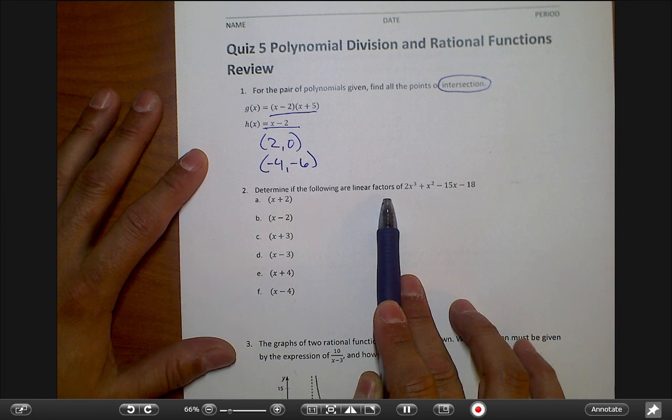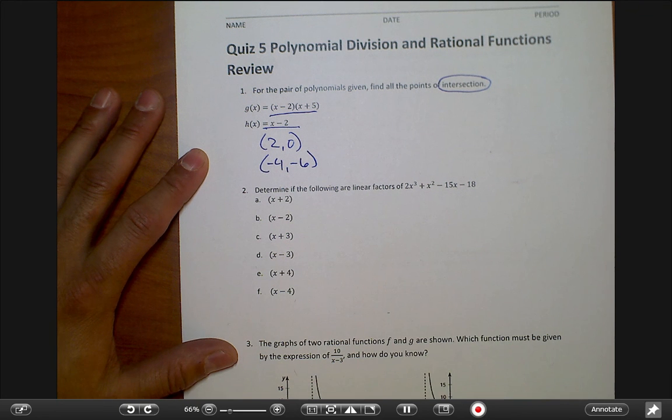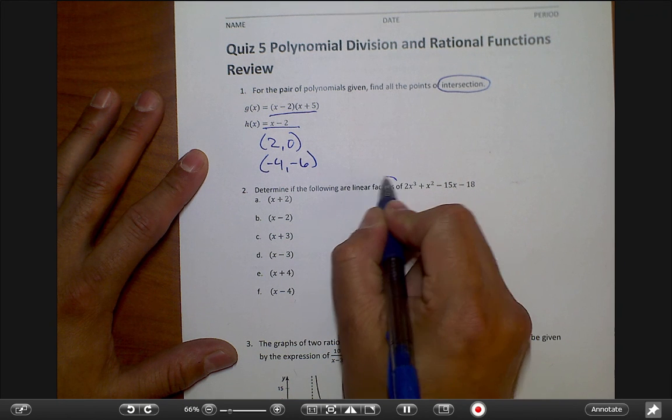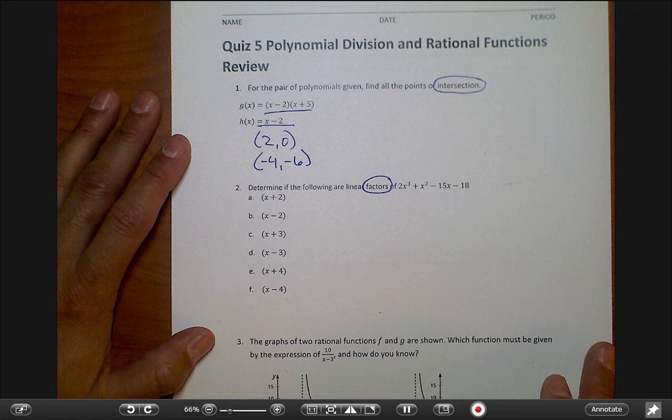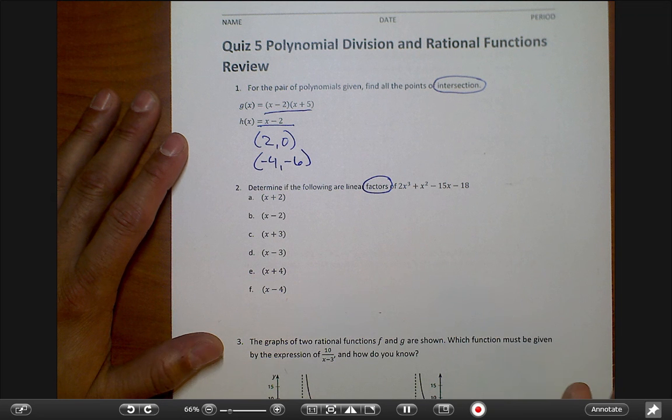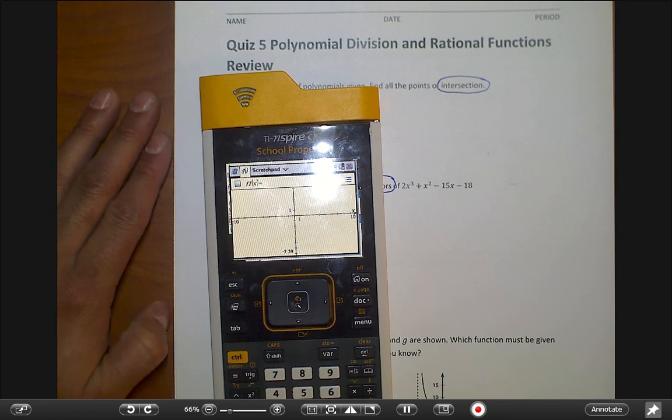My key word is factor. All factors equal what? 0. All factors equal 0. So let's go ahead and I'm going to do this in my calculator. So make sure you clear your calculator. Let's start over. Doc B.